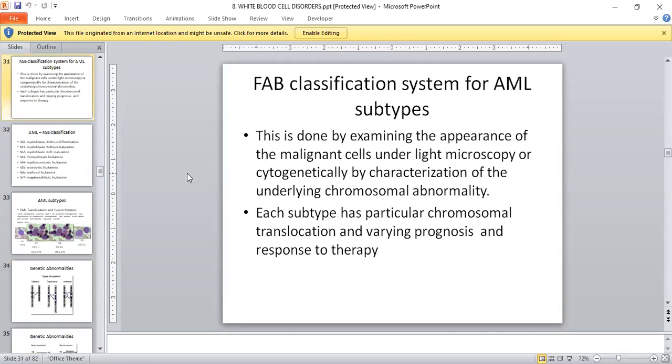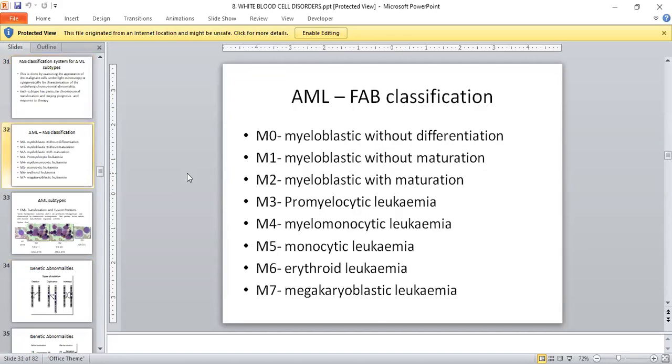The classification is done by the FAB classification system, which is done by just examining the appearance of the malignant cells under a microscope. So we have M0 to M7. There's no way of simplifying these ones. You just cram them for yourself with time.